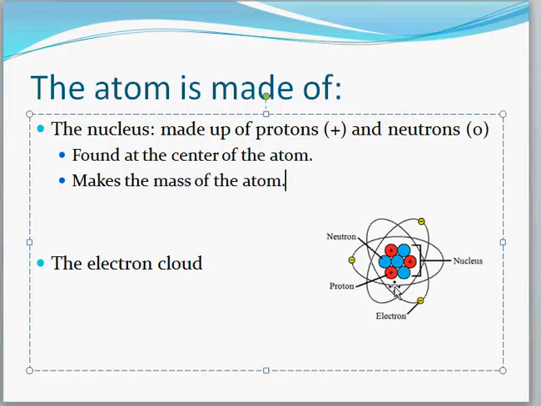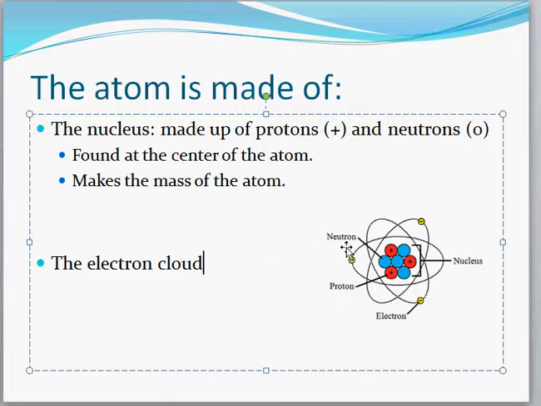Okay? Protons and neutrons are heavy in comparison to the electrons. Compared to you or me, they're really light, but for an atom, all of the mass is found in the nucleus, which is made up of protons, here in the red with positive, and neutrons in the blue.